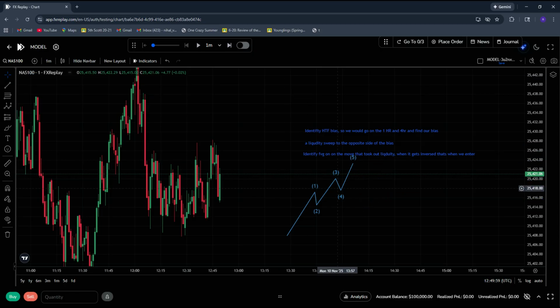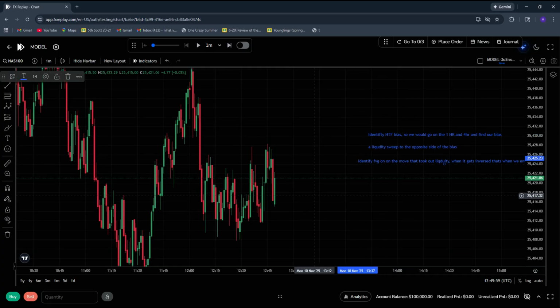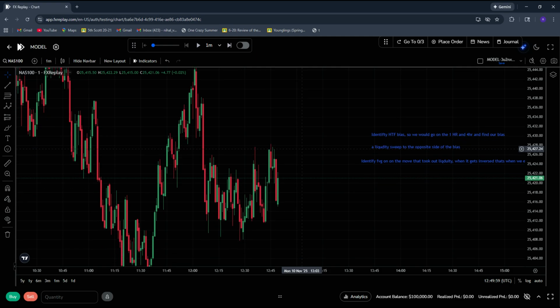Okay, and then lastly, we need to identify a fair value gap on the move that caused the liquidity sweep, and once it gets inversed, that's when we enter. So this is how it looked. We already identified our bias that it is bullish, so we're looking for longs only.